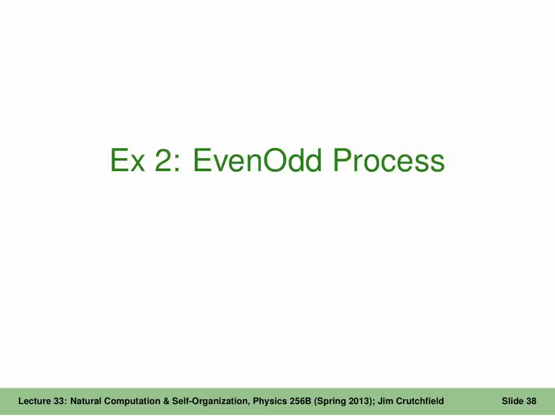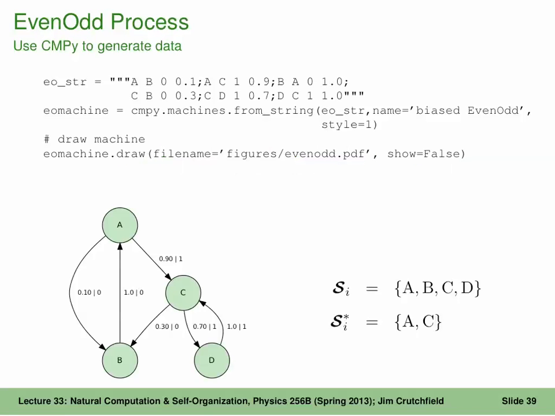Okay, so now an example to ground all of this. Hopefully it will all be clear. All right, so the even-odd process. Again, this is CMPy stuff, so I write a string up here, and I've made the even-odd process a little bit strange. If you just say even-odd from CMPy machines, you'll end up getting 50-50 here and 50-50 here.